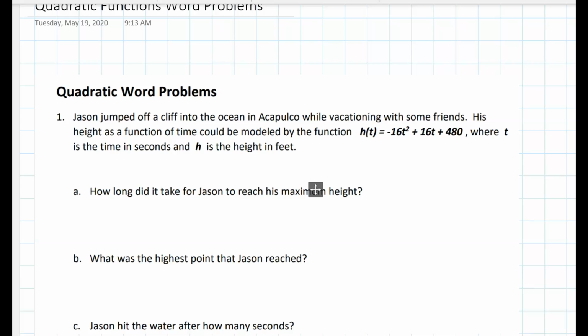All right, so this is quadratic word problems. This is all review from Algebra 1, so hopefully you remember some of it. I'm going to be honest, this is one of the hardest topics to teach. I'm going to teach it a little bit differently because now we're doing it online. Here's the biggest thing, right?